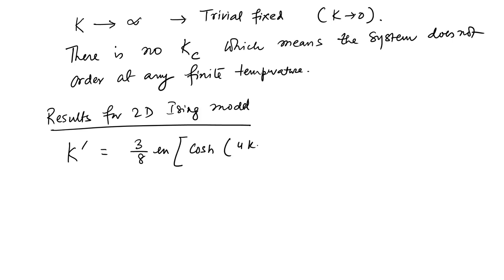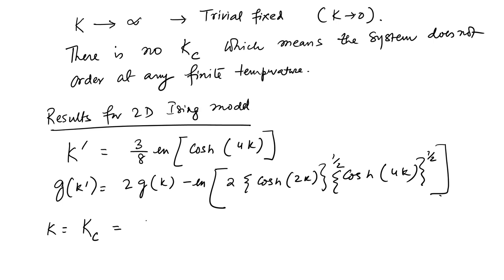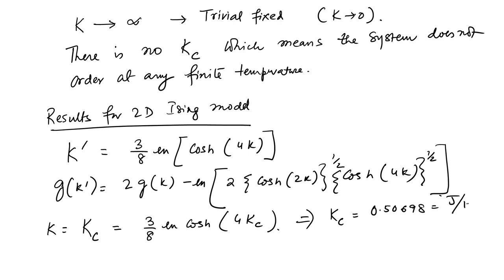And this is like a 4k, and gk prime is equal to 2gk. The flow equations are like that. Log of 2 cosh 2k to the power half, cosh 4k to the power half, and so the fixed point is obtained at k equal to some kc, which is equal to 3 by 8 log of cosh 4kc, which is from the original problem. So kc is equal to 0.50698, and that's nothing but J by KTc.